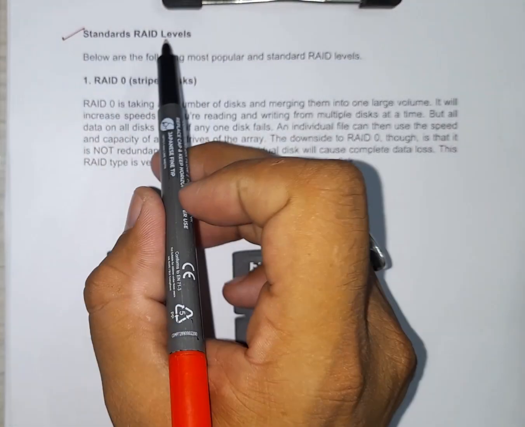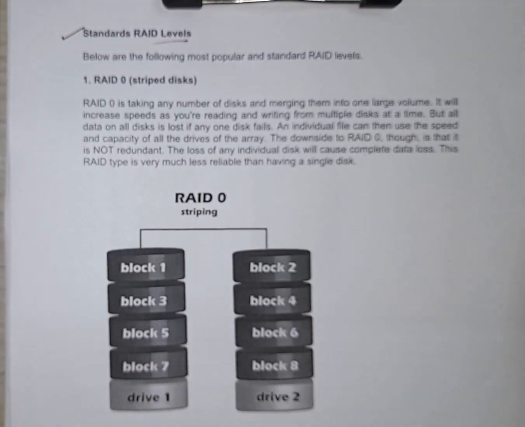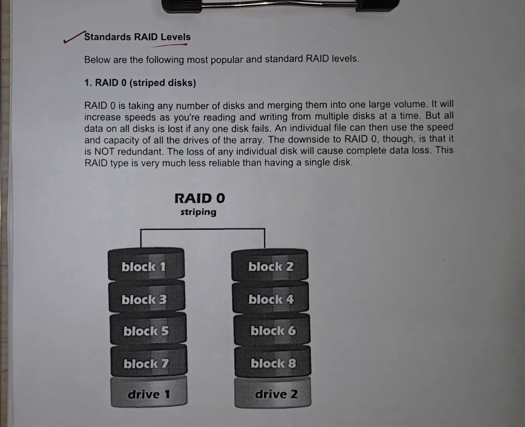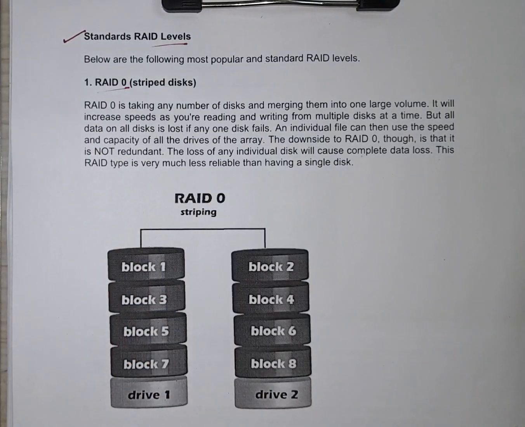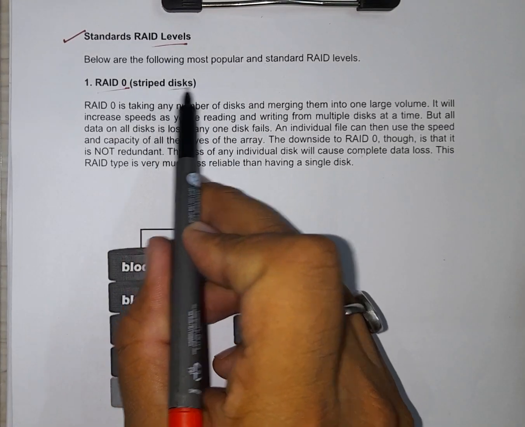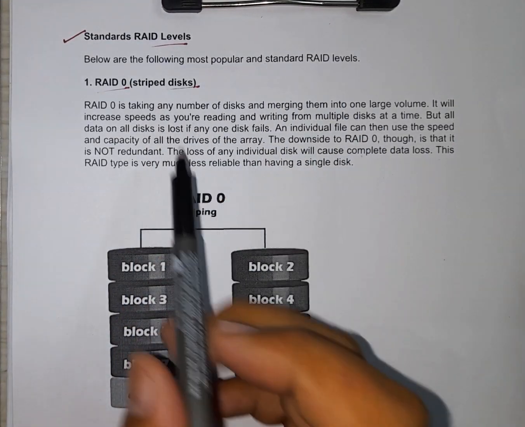Then the standard RAID levels. One is the standard RAID 0, striping. RAID 0 striped disk, जिसको स्ट्रिप डिस्क बोला जाता है. इसके अंदर क्या होता है?